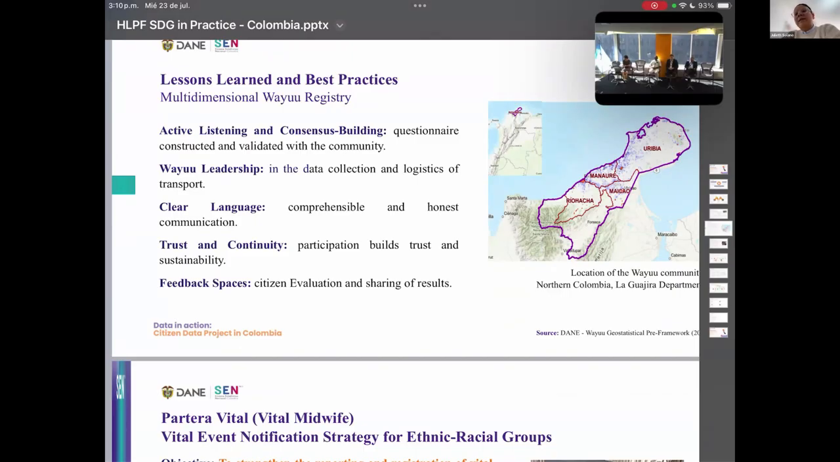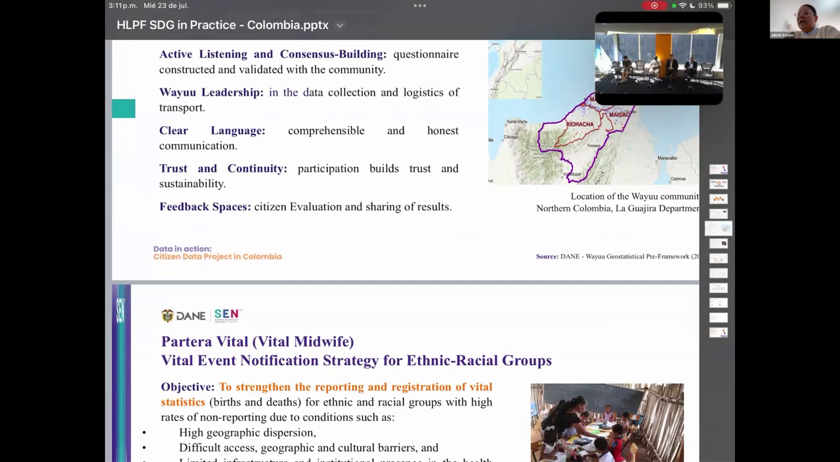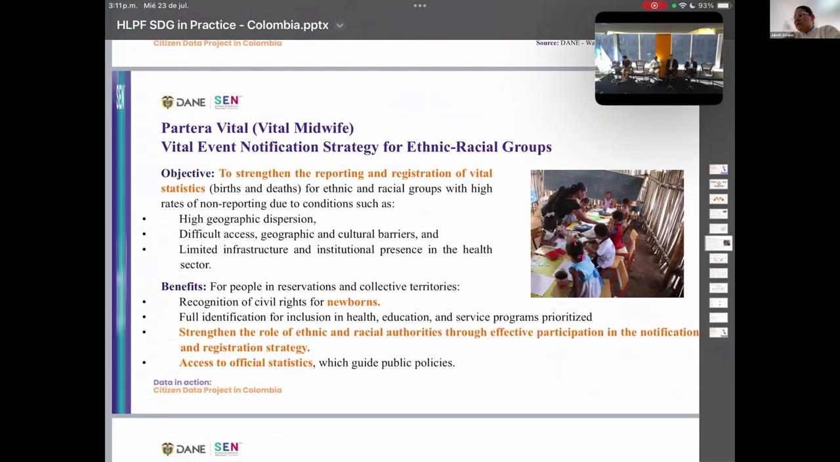So for that reason, the mapping was really important in order to structure the collection strategy, and also it was key to support the logistics of transport. The clear language, the comprehensive and honest communication among the parts was key in order to execute this strategy. The trust and continuity, the participation build trust and sustainability of this initiative through time, and the citizen and communities evaluation of and sharing the results of the process was also vital to ensure the success.